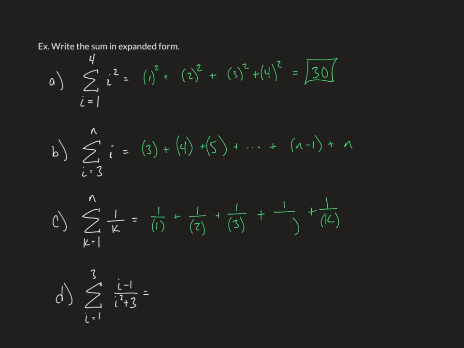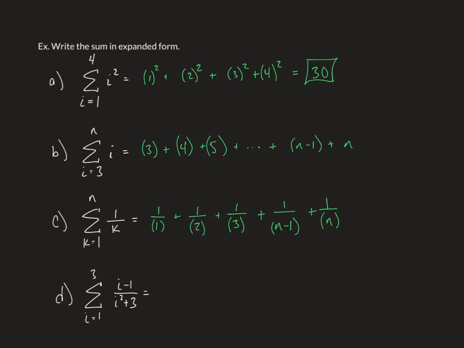I'm sorry, I shouldn't have used k there. I should have used n. Because n is the thing that we're plugging in at the very end, right? n is where we are stopping. So I'm plugging in an n for k at the end.